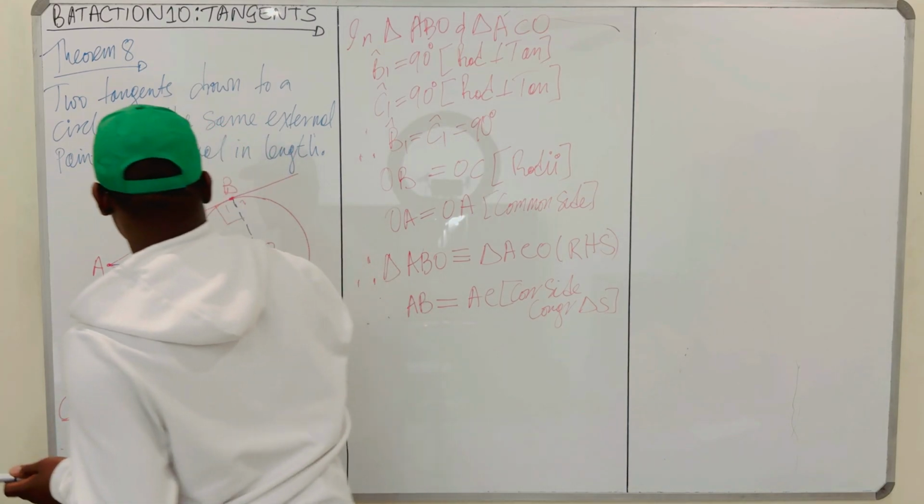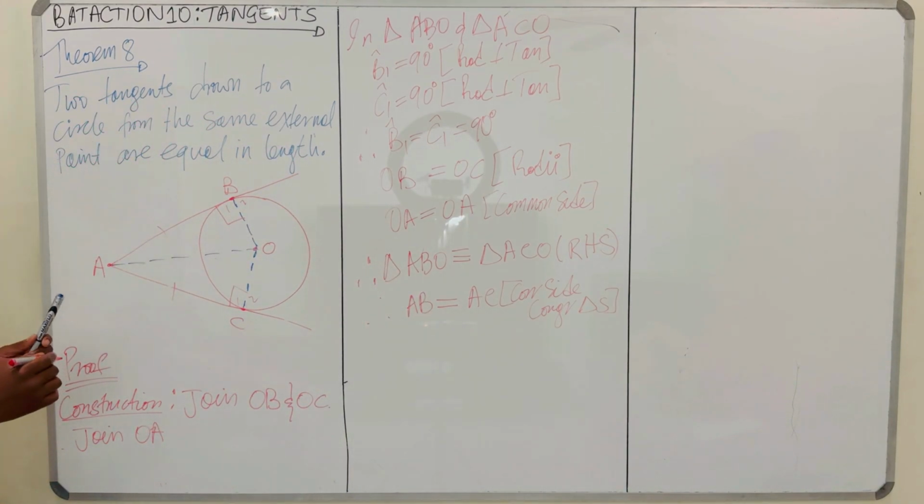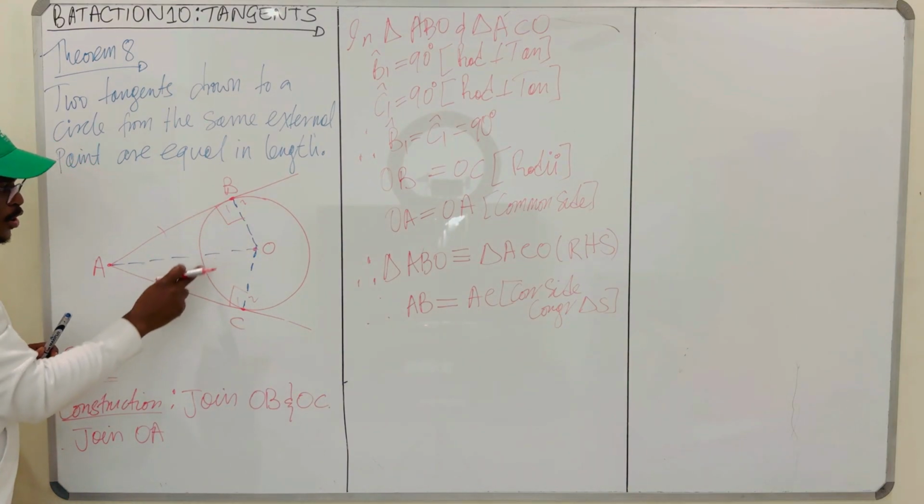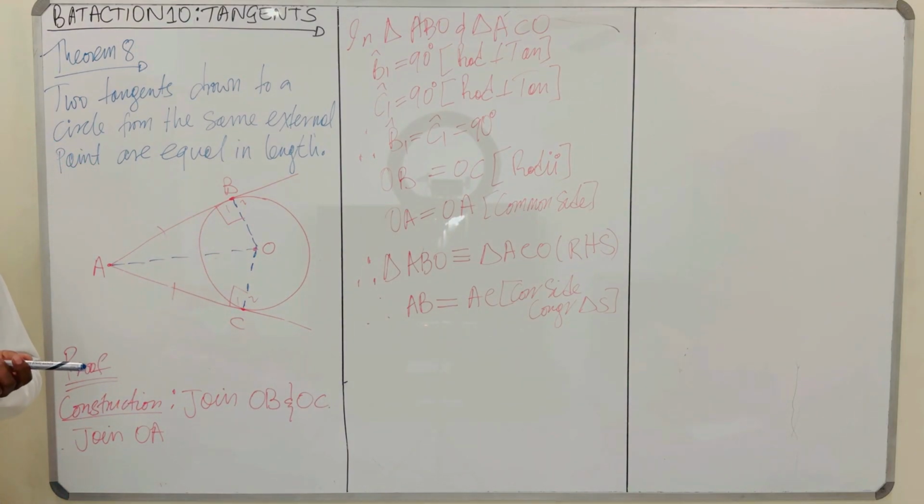So I prove that these two things are equal. If I can draw and make triangle ABC, you will see that you will have an isosceles triangle here, because those two will be angles opposite equal sides. Yes, and I'm done with this proof, this theorem.